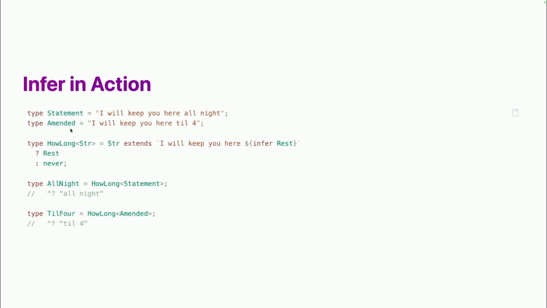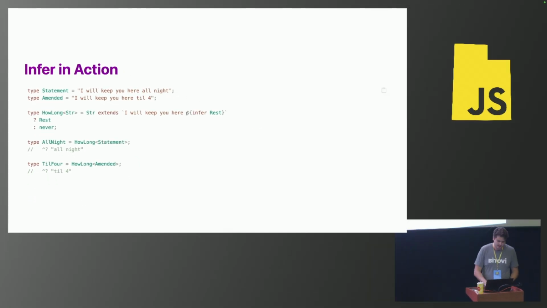We would create a generic type that accepts some string, and we would check if string extends "I will keep you here ", basically saying, hey, does this sentence start with this? And if it does, we ask TypeScript to infer the rest of the sentence. So once it infers that, we refer to it down here in our truthy path. Otherwise, we spit out never. So in the case of our two sentences we talked about before, "I will keep you here all night" spits out "all night," and the other one "till 4."